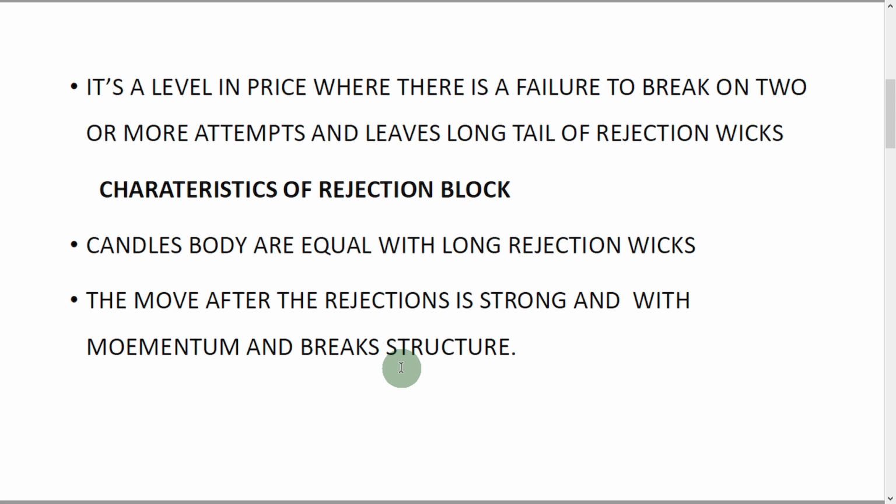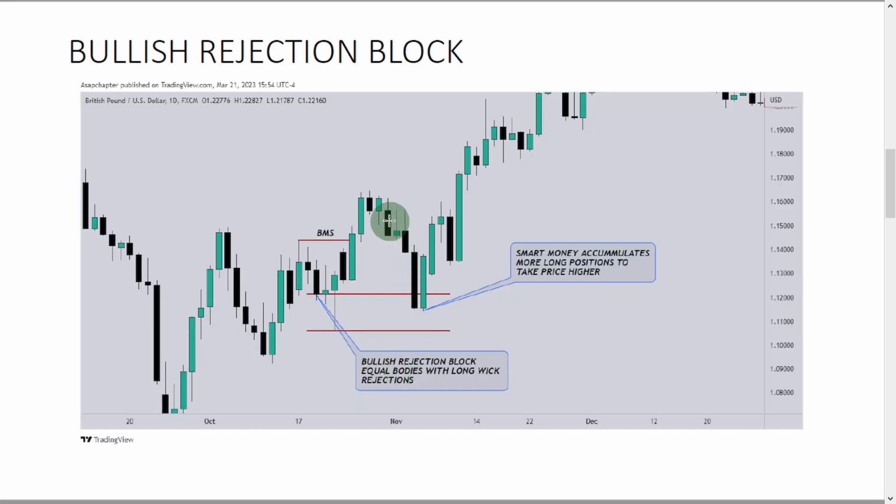Let's get into some examples of a bullish rejection block. Let's look at this pocket of price action here. You can see this bearish candle and then this bullish candle. You can see how the bodies are equal, and they have rejection below it, and then you can see an aggressive move that leads to the break in this market structure.